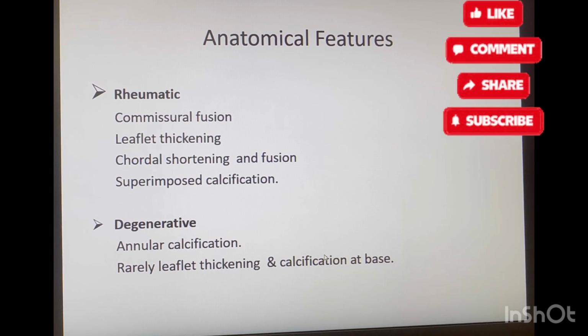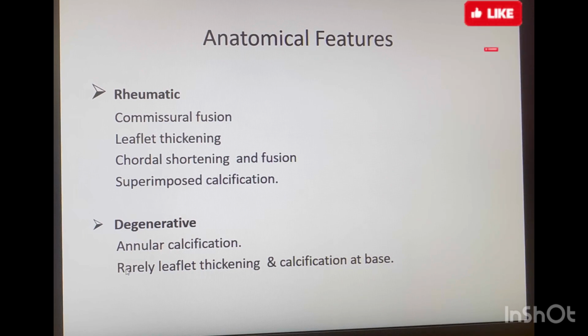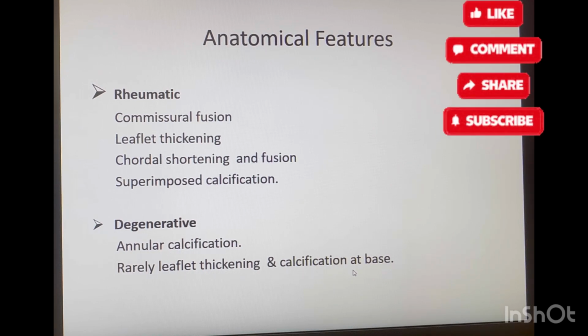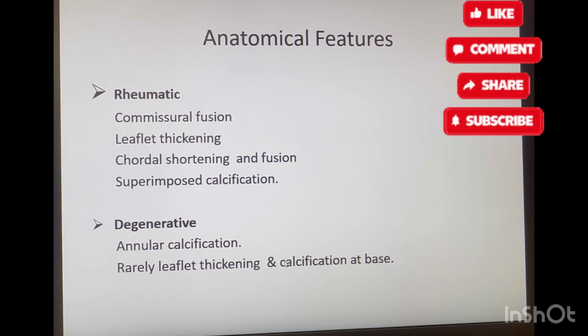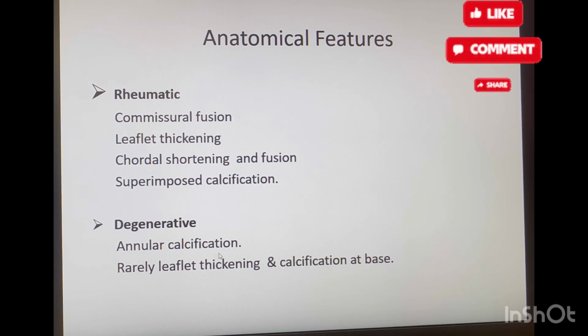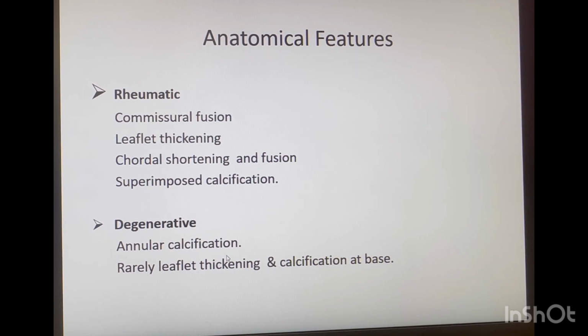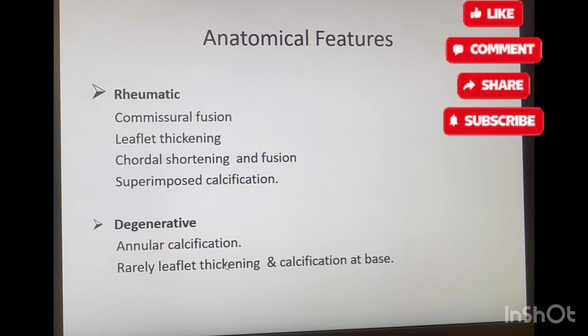Then what about the degenerative valves? You are going to see the annular calcification, and then rarely leaflet thickening and calcification. Mostly these leaflets are thickened, but calcification you are going to see rarely. But if the leaflets are also calcified alongside your annular calcification, then it means the mitral stenosis is going to be quite severe.